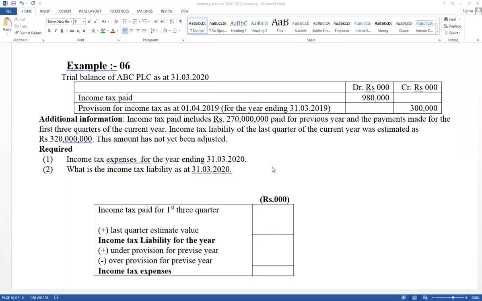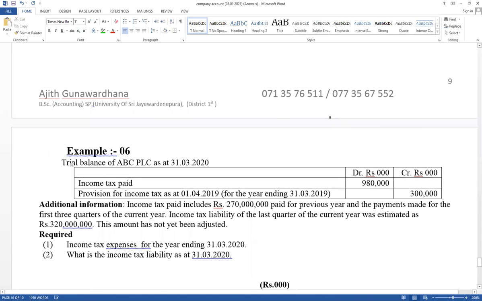Requirement same, but the way the information is given is different. 2018, 19, 20, the last 3 papers have been given like this. Income tax paid amount is not given separately. Total value is given. Therefore, it includes this year's first 3 quarter paid amount as well as the previous year's last quarter paid amount. Then look at this question 5, it is also the same.